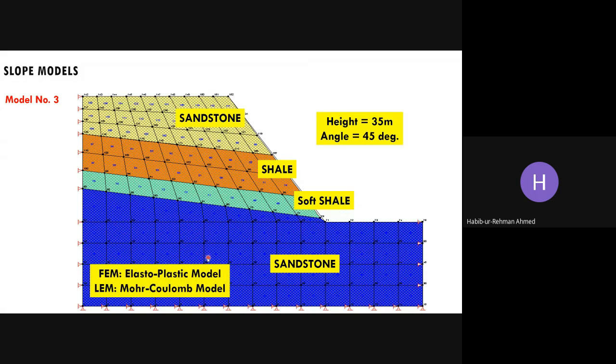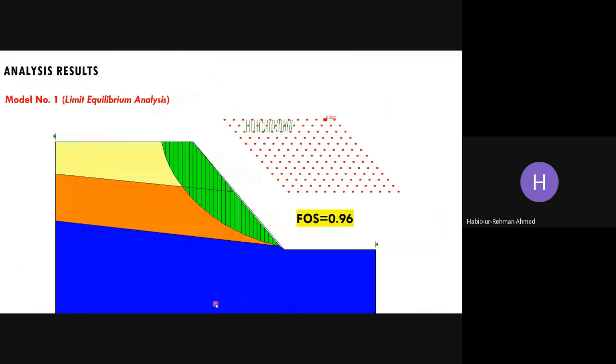In this case, I used the same models which I used for the first model, which is elastoplastic for finite element, and Mohr-Coulomb model in case of limit equilibrium. Now let's see the analysis and results. So model number one, the limit equilibrium analysis. You can see here, this was done in SLOPE/W software, method of slices, and the factor of safety is 0.96.